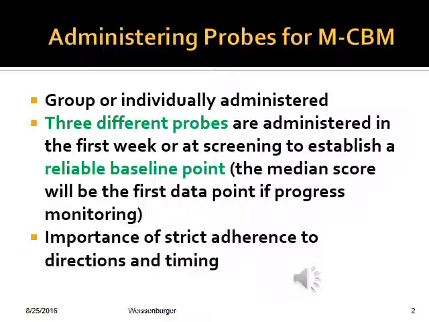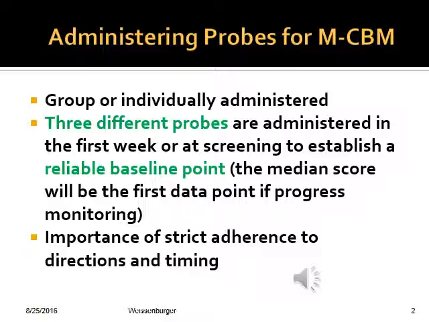The second point is that it's important for those who are doing universal screening of their students to administer 3 different probes and then take the median score from those probes as the most reliable score for screening purposes. If you're administering these to an individual student to establish a trend line, then that first probe on the graph, or the first data point, I'm sorry, should be taken from that median score.